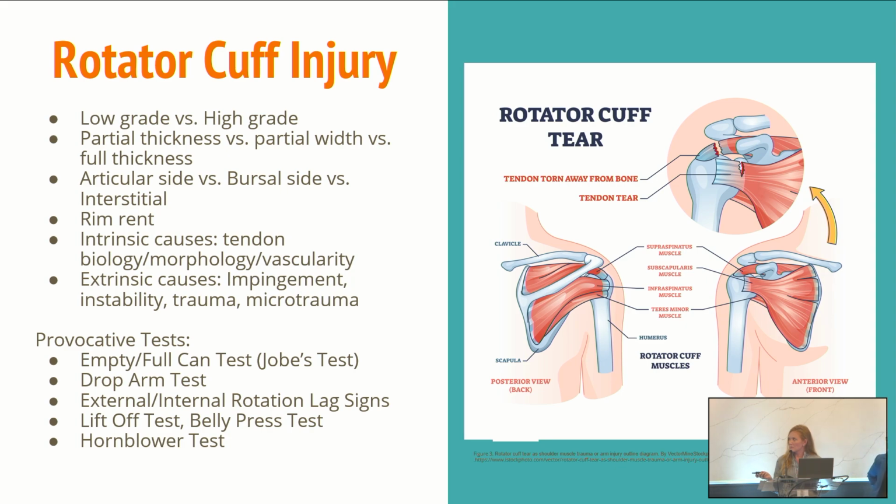This lists out some of the provocative maneuvers that we use in clinical practice when examining patients to try and hone in on where their injury may be and what rotator cuff muscles specifically are impacted. Empty can for the supraspinatus, drop arm test for any global weakness of the rotator cuff, external rotation lag sign for injury to the infraspinatus, belly press for subscap, hornblower for the teres minor. And my colleague here has been voluntold that she will demonstrate any of these maneuvers, if anyone's interested, during the break.